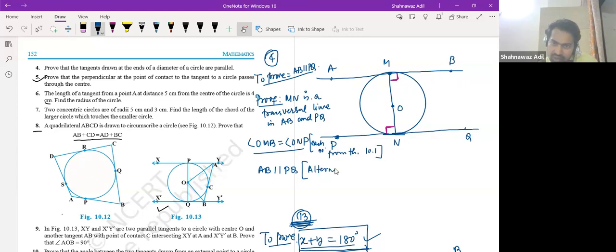So alternate here. We can also choose this one and this one, and their sum is 180. So we can say that the sum of the interior angles on the same side of the transversal is 180, so they are parallel. We can choose any method.